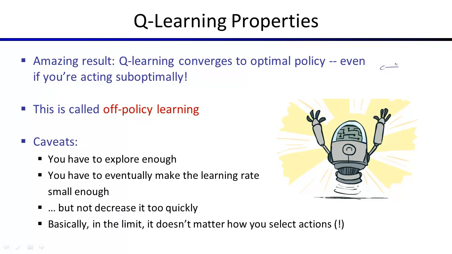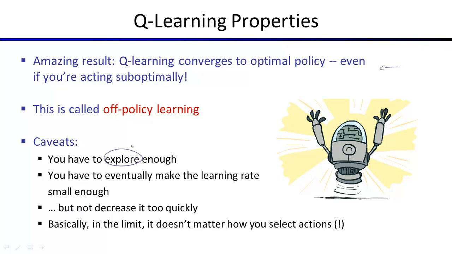There are some caveats, some fine print here. It's important what actions you take. It's somewhat arbitrary, but not totally arbitrary. You have to explore enough. So that means randomness is good, but if you fix your policy, you're not going to be able to learn about actions that never occur in that fixed policy, right?